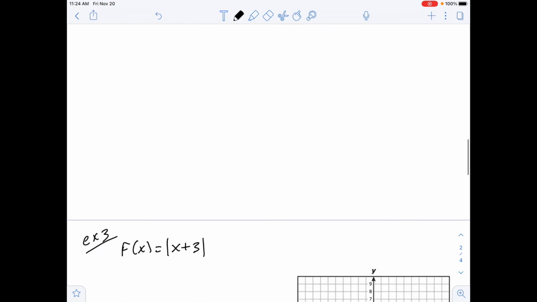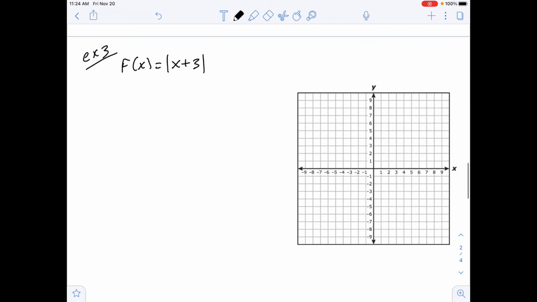All right, let's look at this last problem here. I gave you just linear, and you had a square root. Now let's look at absolute value. So let's say y is equal to the absolute value of x plus 3. I'm going to go ahead and switch. So x is equal to the absolute value of y plus 3.